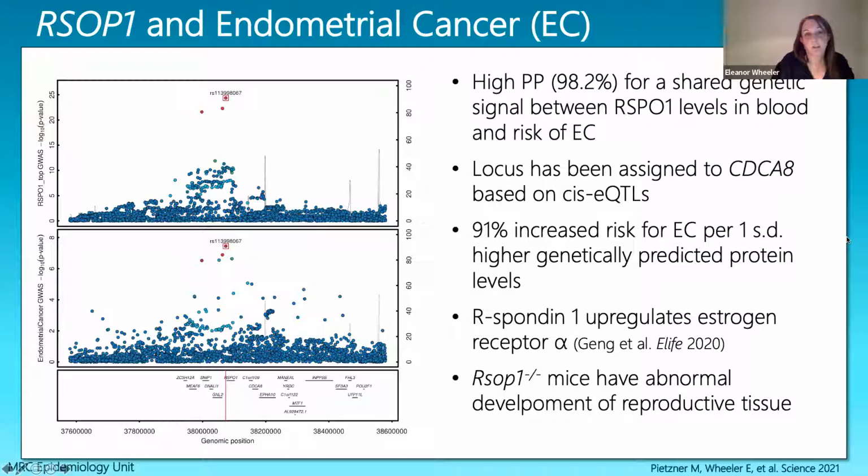But obviously we were able to re-annotate it, and we see a 91% increased risk for endometrial cancer per 1 standard deviation higher genetically predicted protein levels. And actually R-spondin-1 upregulates estrogen receptor alpha, and knockout mice have abnormal development of reproductive tissue. So this is just one example that can illustrate the advantage of pQTL data.